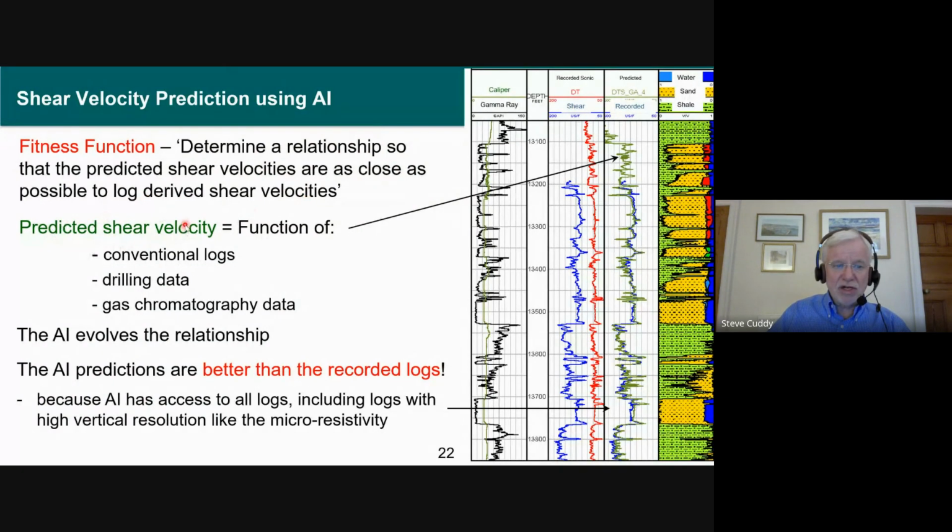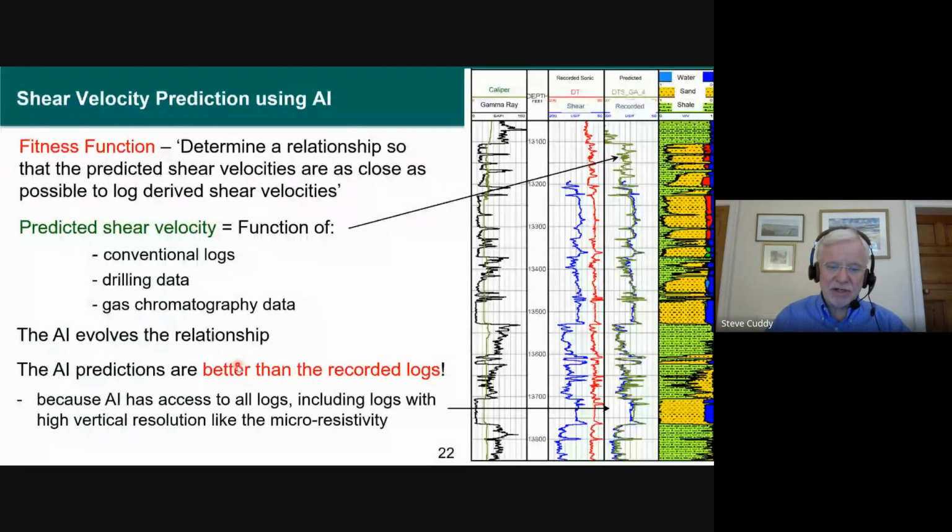The predicted shear velocity is a function of the conventional logs, the drilling data, and the gas chromatography data. This track shows you the recorded logs, and the recorded shear stops at this depth here. The predictions, using the relationships it's found, continue to fill in this gap, and it repairs some of these cycle skips. Now, this will surprise you.